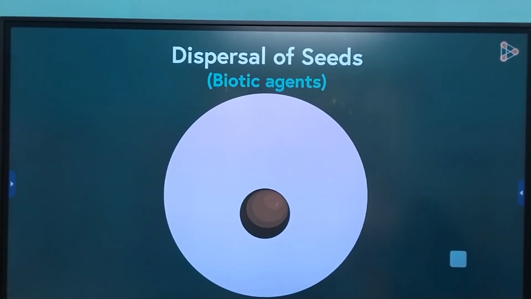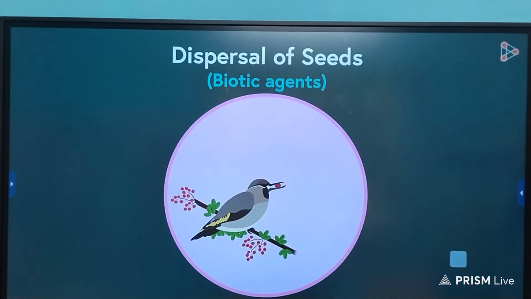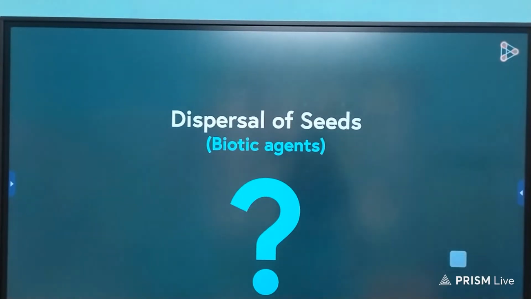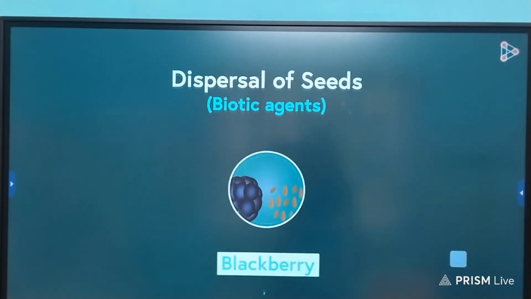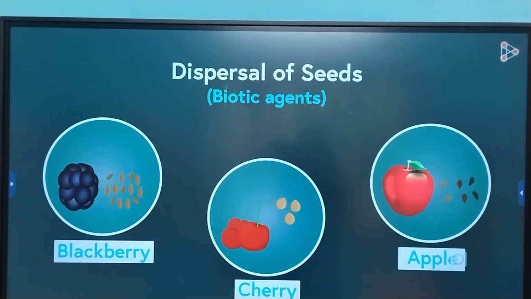However, the hard seed cover softens a bit due to the chemical activity of the acids present in the bird's stomach. So, as the seed passes through the bird's gut, it gets soft, and when it drops on the ground and gets rooted, it becomes easy for the seed to germinate. This is how animals can help in far and wide dispersal of seeds. Can you name some seeds which belong to this category? Blackberry, cherry, apple, and so many healthy fruits have seeds that are dispersed by animals.